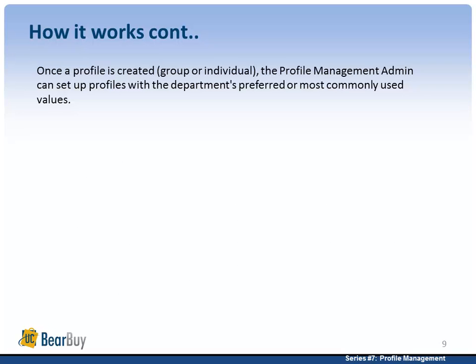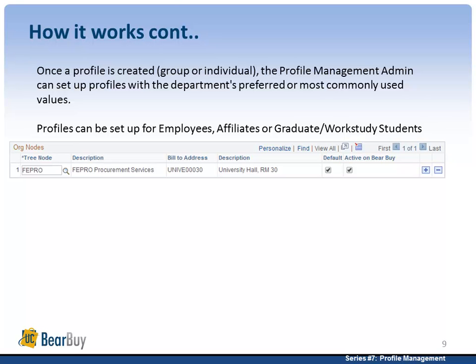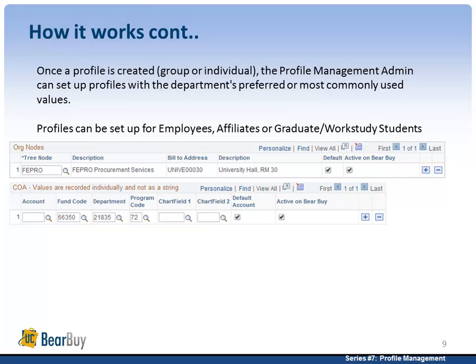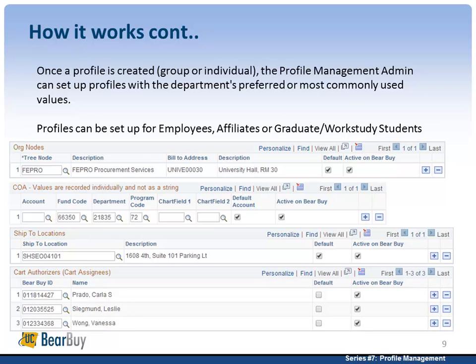So once a profile is created, either group or individual, the profile management admin can set up profiles with the department's preferred or most commonly used values. Profiles can be set up for employees, affiliates, or graduate work-study students. So here are a couple screenshots of what some of these fields look like. Some of the fields are org node, chart of accounts, ship to location, and cart authorizer. These are just some fields that can be populated for these profiles. There are a couple more, but these are the main ones that we've seen heavily used on campus.